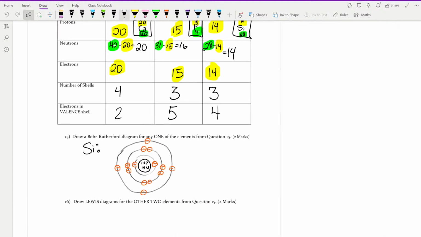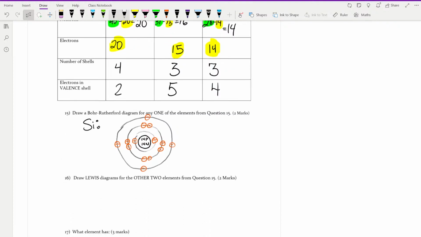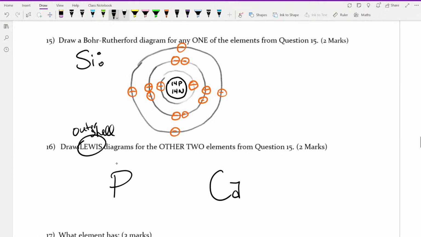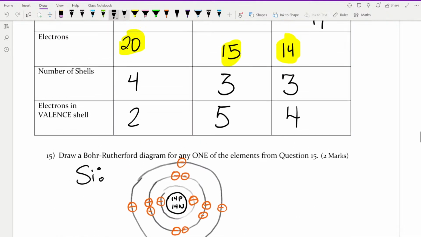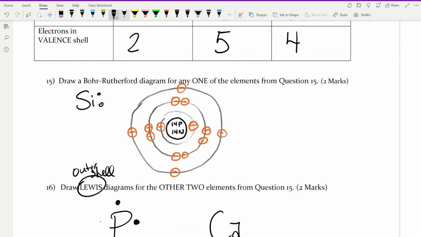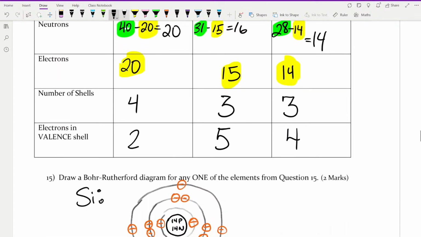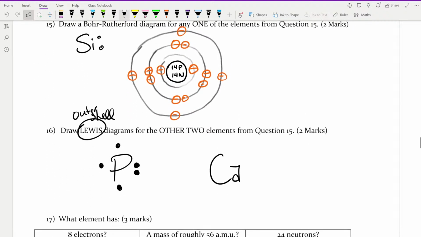All right. The other two, well, we've got phosphorus and calcium. And we know a Lewis diagram is just the outer shell. So phosphorus has, oh, sorry, has 5 electrons in its outer shell. I was going to say, what? 1, 2, 3, 4, and 5. Good. And then calcium has just 2 electrons in its outer shell. So 1 and 2.